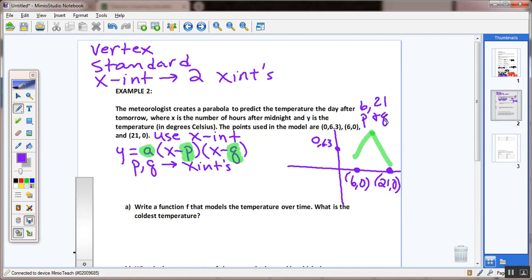So, here we go. This becomes y equals some value a, we don't know that yet, times (x minus 6) times (x minus 21). Now, kids, this graph looks like it kind of comes down like so, runs through the points, and probably comes back up like that. So help me out with this. Do you think a is going to be a positive or a negative value?